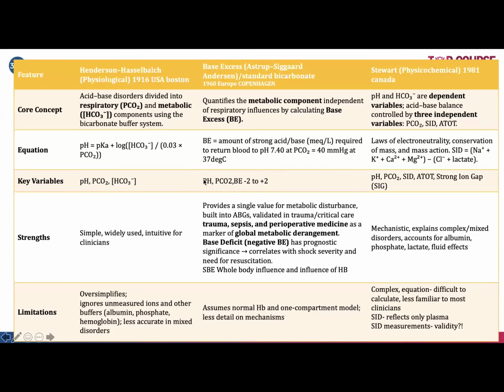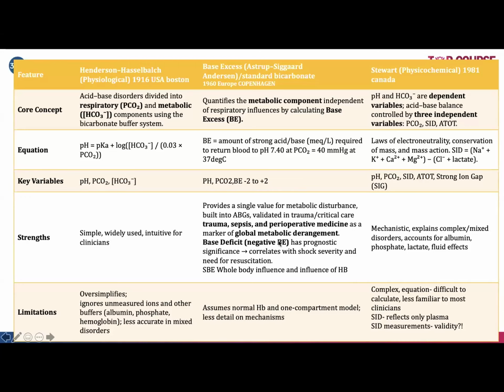Also pH and PCO2 are taken into consideration. So this considers the whole body. The standard base excess method considers the whole body influence and the influence of hemoglobin as such. But whether it's validated in all metabolic disturbances, no; it is a single value for metabolic disturbance, and primarily it is used in trauma.